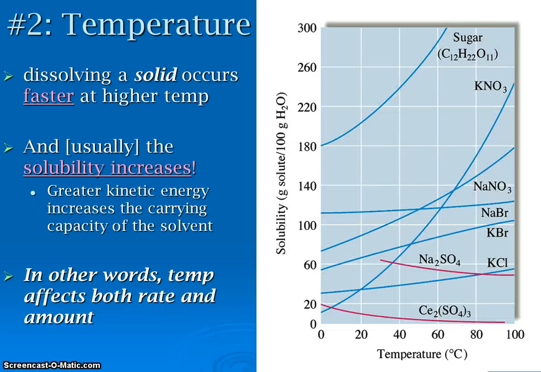Next factor we'd look at is temperature. We already mentioned temperature as something that would increase the rate of dissolving, but it also tends to increase the solubility itself. The carrying capacity of that solvent is higher because of that greater kinetic energy you get with higher temperature. So temperature is the only one of these factors that affects both the rate and the amount at the same time.